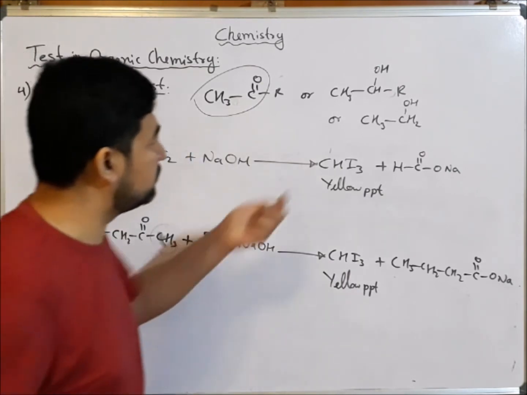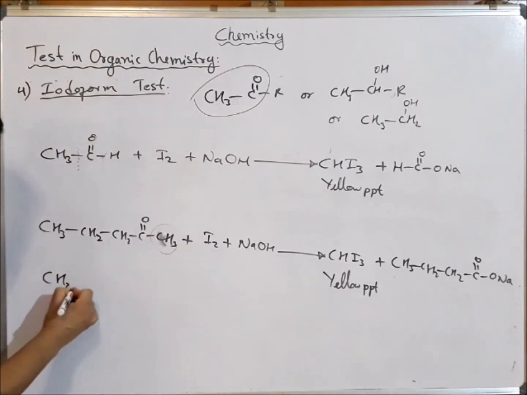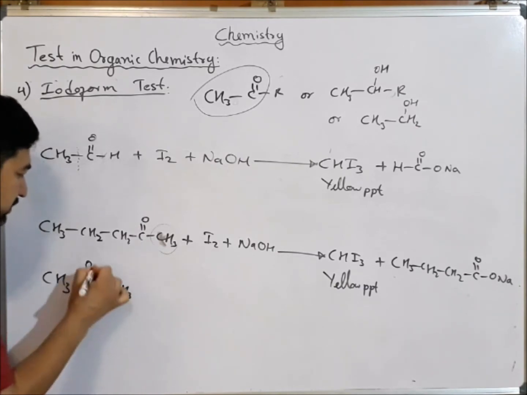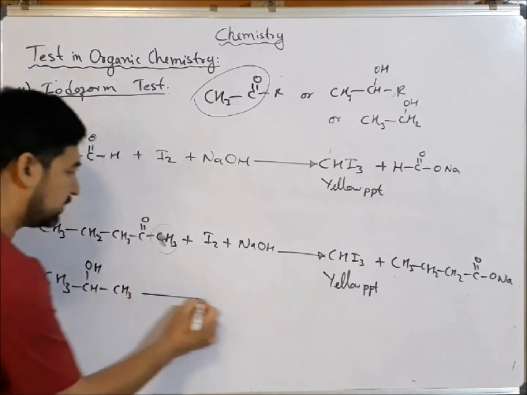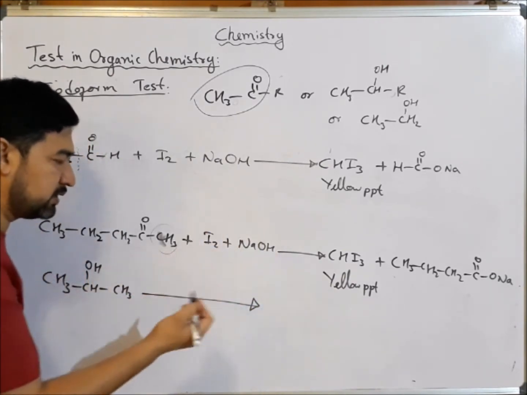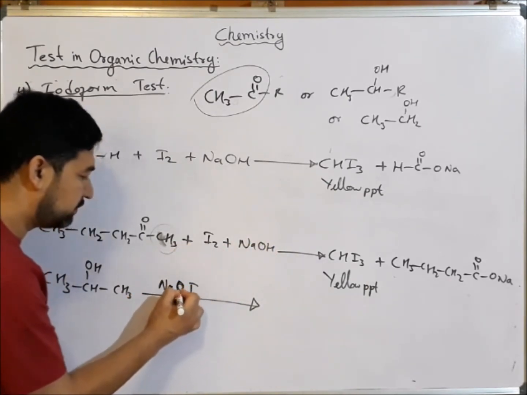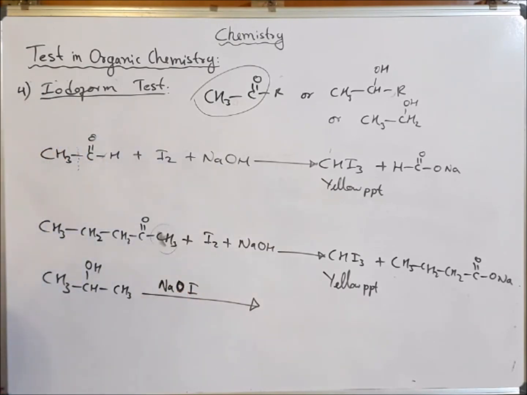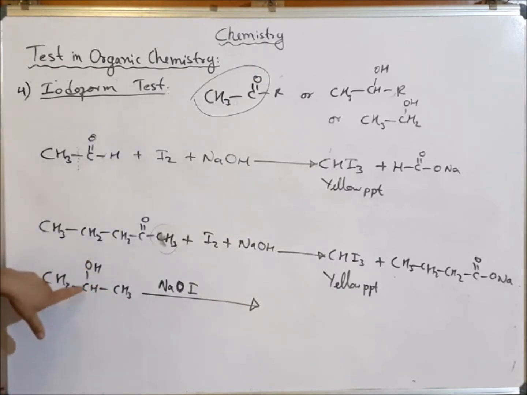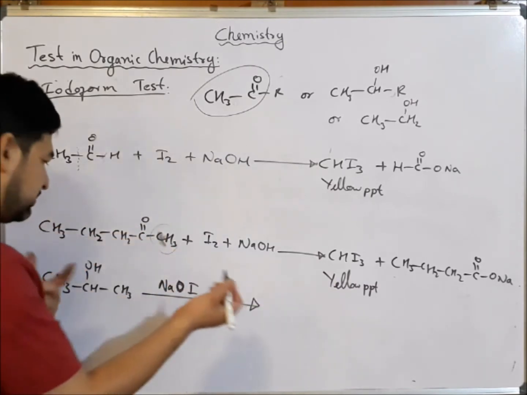So I'll do one more example. If we have this one, CH3, CH, OH, CH3, so here comes H. If we treat it with I2 plus NaOH, it can be also written as NaOI, remember. So when it reacts, actually it oxidizes to your C=O, that is ketone, then the reaction takes place.